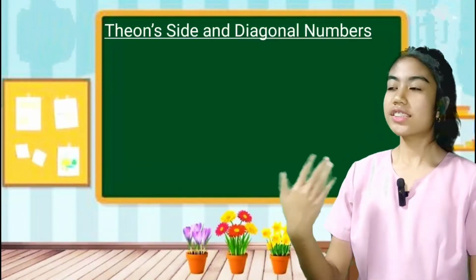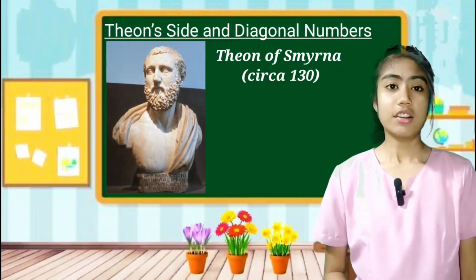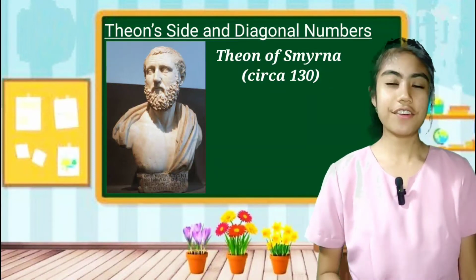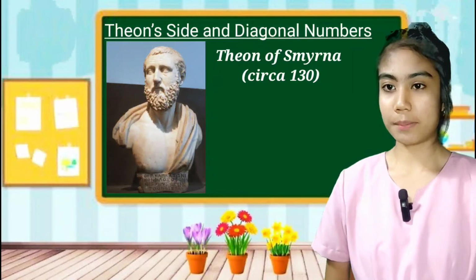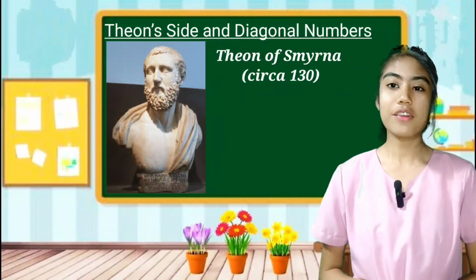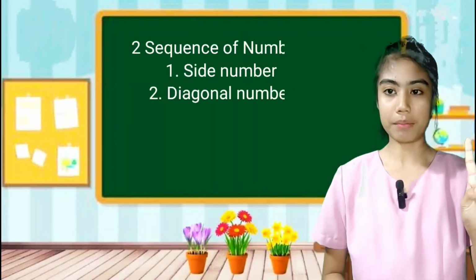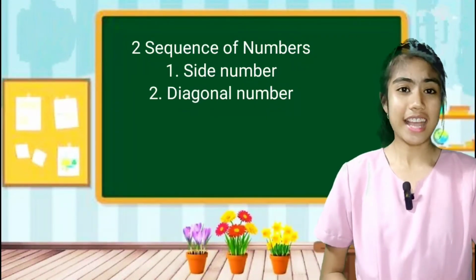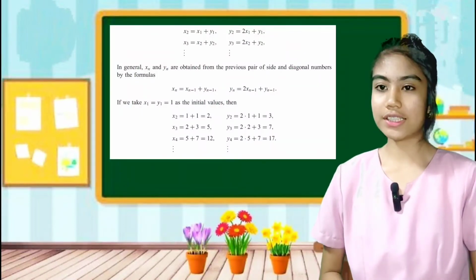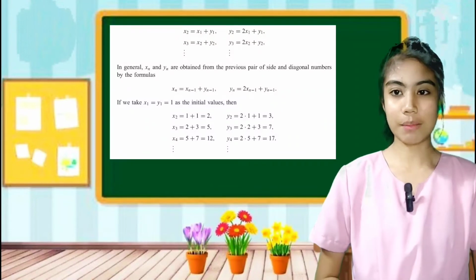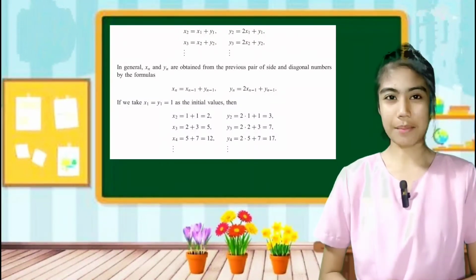Next, Theon's side and diagonal numbers. Theon of Smyrna, circa 130, devised a procedure for reaching closer and closer approximations of the square root of 2 by rational numbers. The computations involve two sequences of numbers, the side numbers and the diagonal numbers. We begin with two numbers, one called the first side, denoted by x sub 1, and the other the first diagonal, indicated by y sub 1.